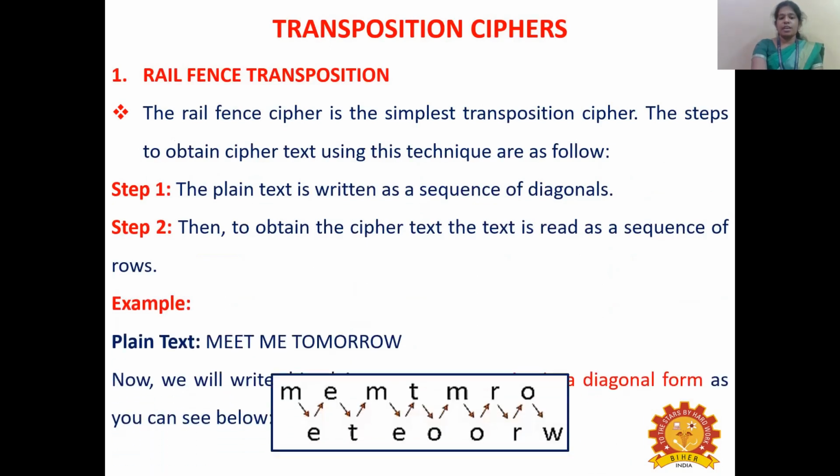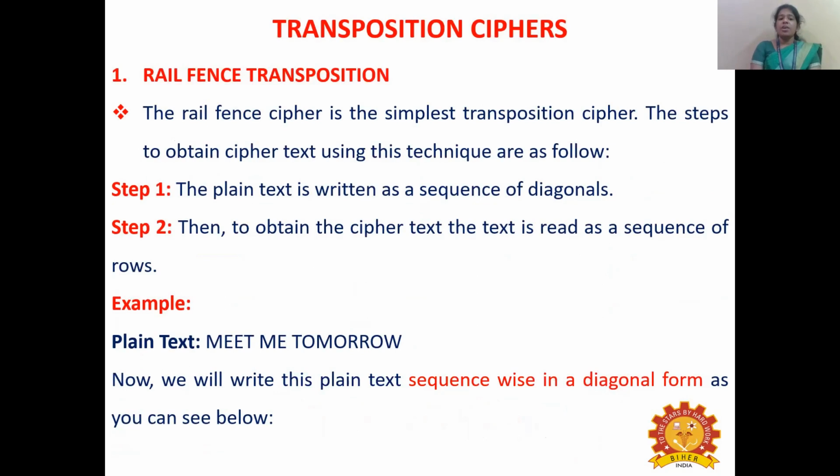What is rail fence transposition? Rail fence cipher is the simplest transposition cipher. So among these four types, the rail fence transposition is the simplest transposition cipher. We are going to perform two steps to convert the plain text to a ciphertext. So what is the first step? The plain text is written as a sequence of diagonals. So in a diagonal form, we have to write your plain text.